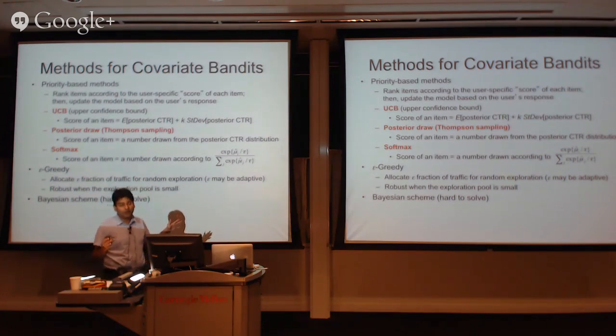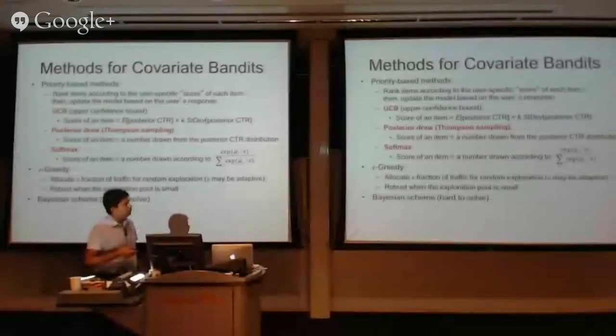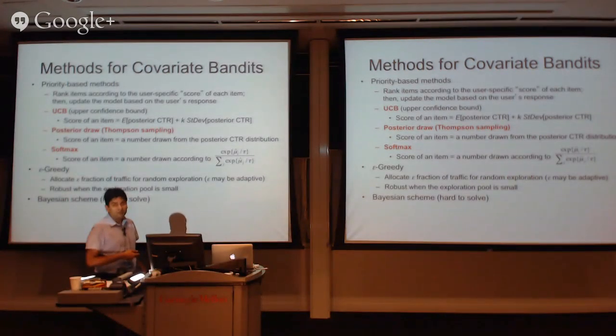In the absence of that, there are some heuristics which are used in practice, and they're pretty effective. The first one is the upper confidence bound policy. If you have a model, and you can compute the posterior mean and some posterior standard deviation, you can just use that as a score for every item, and that's going to induce exploration in your method. Thompson sampling is a very popular method. In fact, it is used quite a bit.